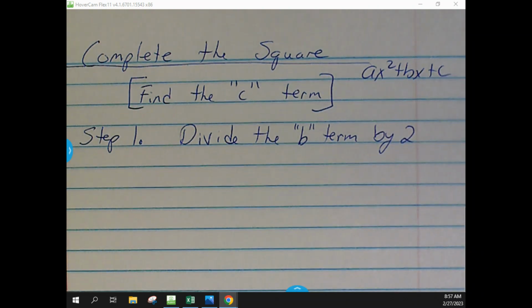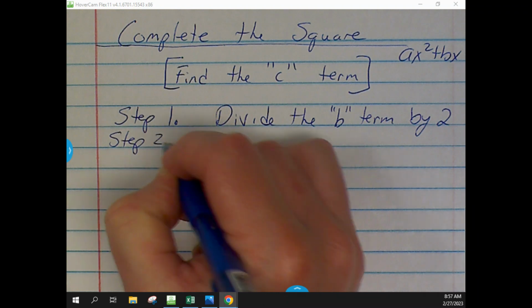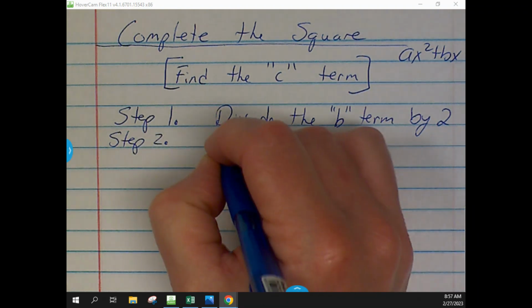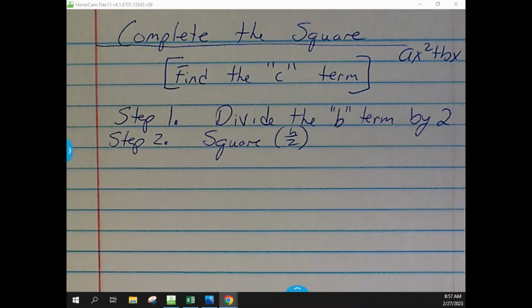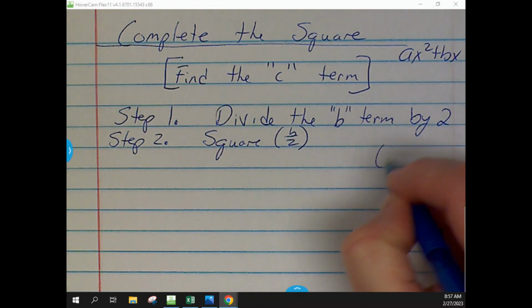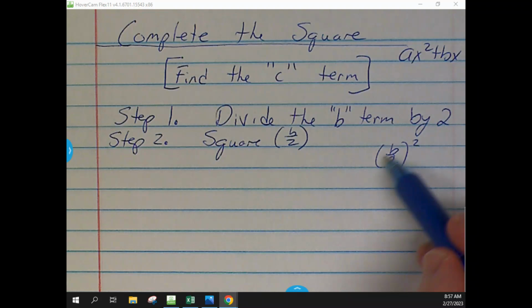So it's basically just a two-step process. If we're looking at something like this, where they give you ax squared plus bx, they're going to ask you to find the c term. To complete the square, all you're going to do is take the b term you have and divide it by 2. And then step 2, you're going to square the b divided by 2. Which basically means that the c term is always going to be b over 2 squared.